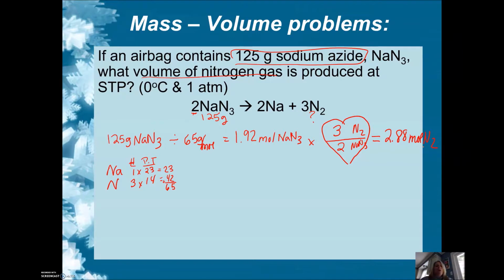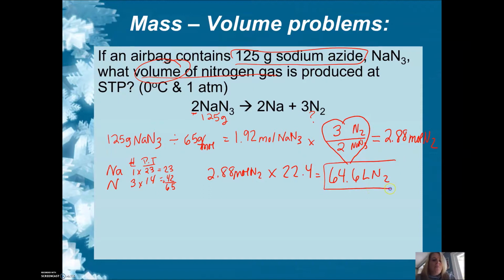But we're not done. We don't want moles of N2, right? We want the volume, and the volume is going to be in liters. So we're going to take our 2.88 moles of N2 and multiply. When you have moles, you multiply by 22.4, because that's our conversion between moles and liters. So if we do that in our calculator, we're going to get 64.6 liters of N2.